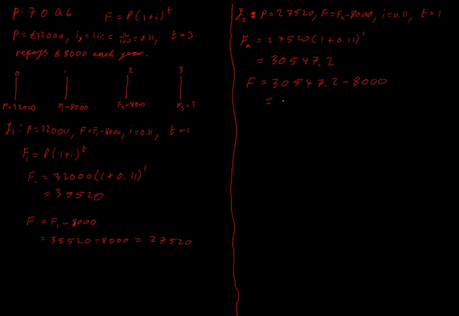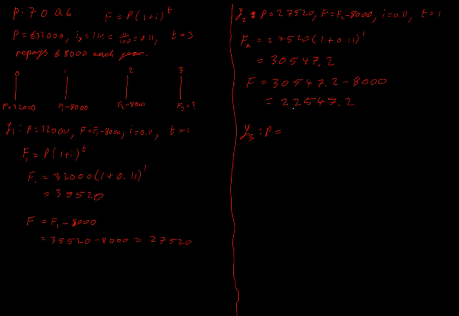And when he has done paying that off, at the end of year 2, when all is said and done, we have €22,547.20 in the account. So that's what's in the account at the end of year 2, the beginning of year 3, the beginning of our final year. So let's get into year 3.